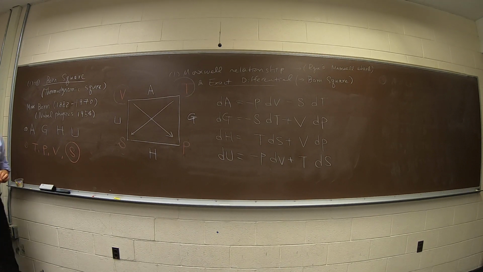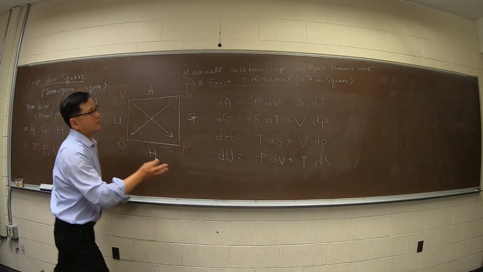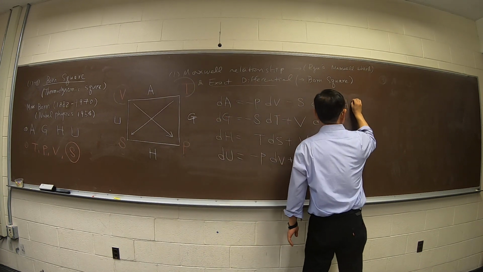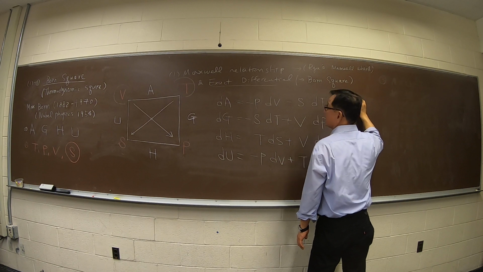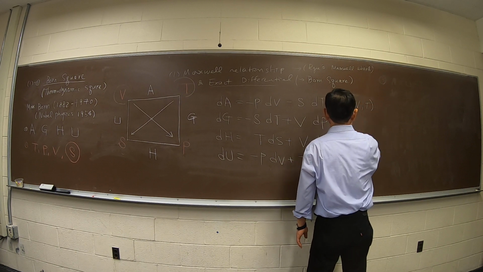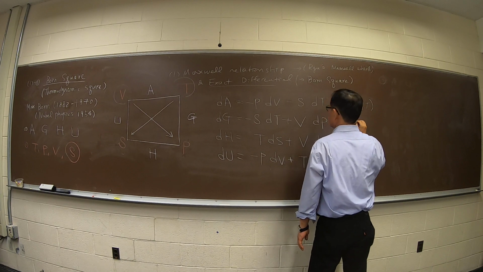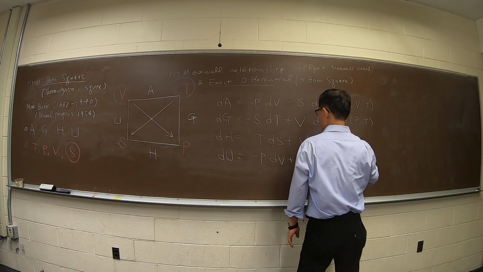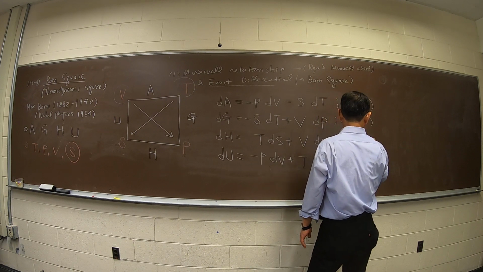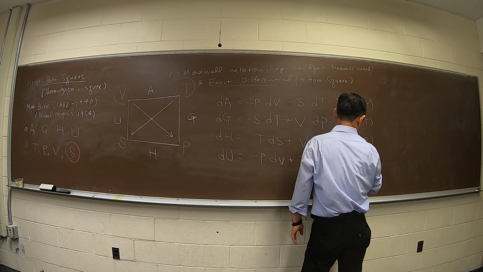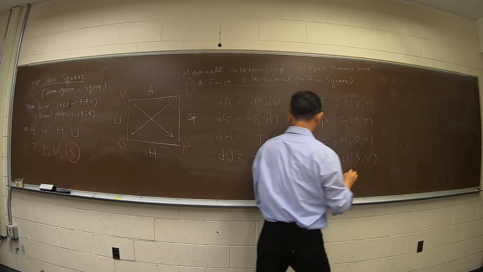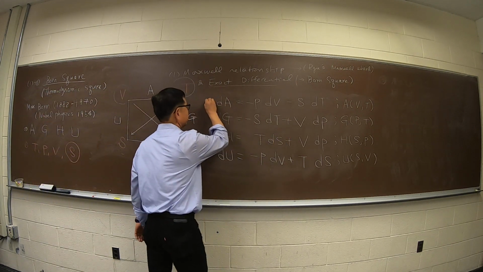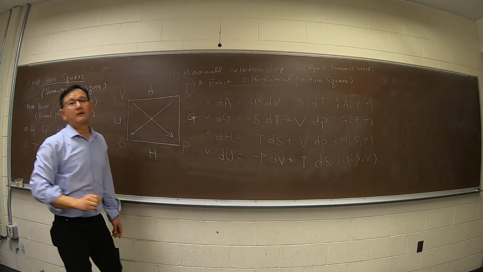So that's how you do it. And one extra thing that we're trying to say in this diagram is that for A, the natural choice is volume and temperature. You see, G is pressure and temperature. For H, the natural choice is entropy and pressure. U is entropy and volume. So now we've got this exact information. Okay, that's the whole cycle.